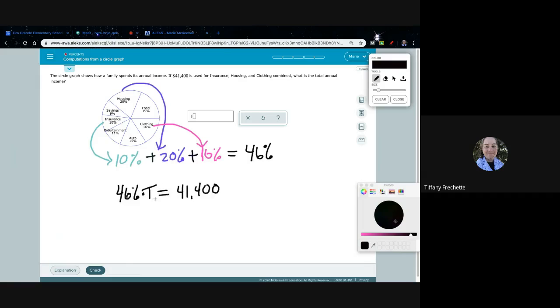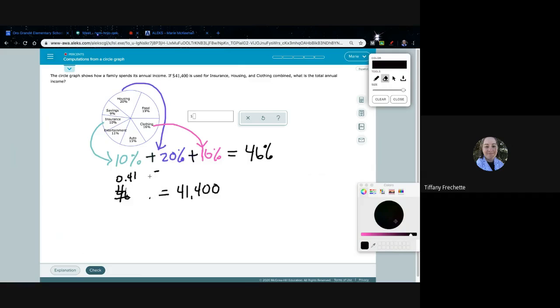I don't know my total income. I'm trying to figure that out. But I know 46% of it I use on these three things, and this is how much I spend on those three things. Remember, when we actually put this in the calculator, we're going to need to make sure we change this. We don't want it to say 46%. We want to jump that decimal 2 times over, so we want 0.46 times T. So I'm going to rewrite that right there just so that you remember.